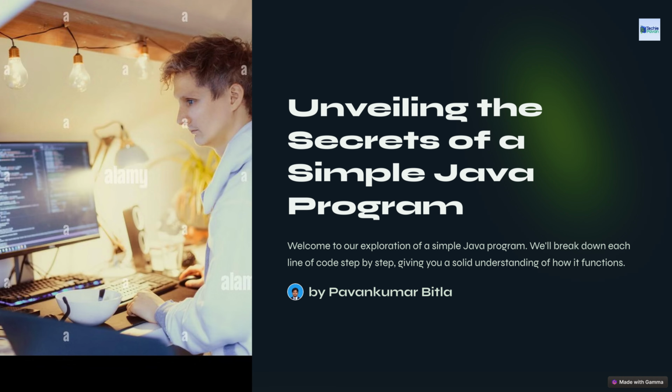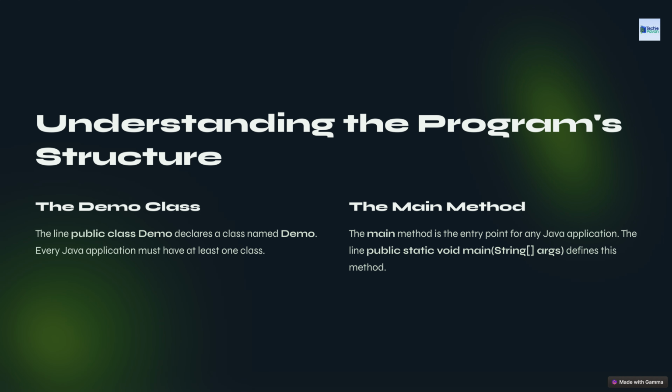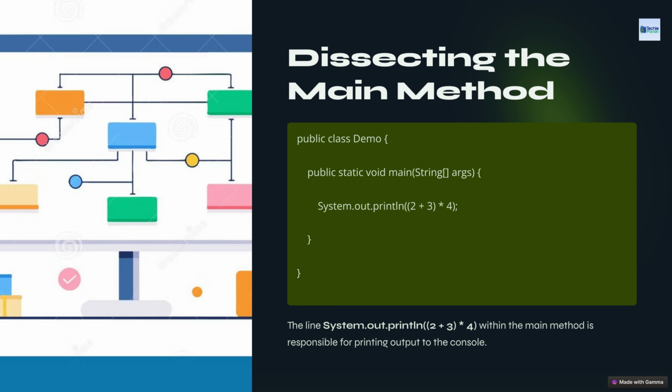Welcome to our video on understanding a simple Java program. Today, we will break down a Java program step by step to help you grasp how it works. By the end of this video, you will know how to interpret the code and understand its output. Here is the Java program we will analyze. This program performs a basic arithmetic operation and prints the result.